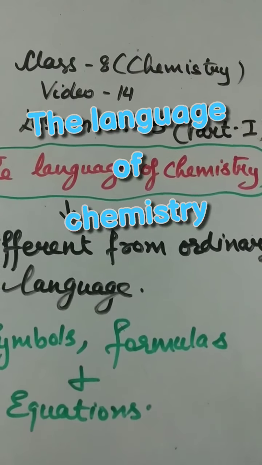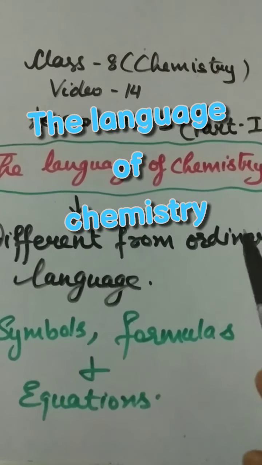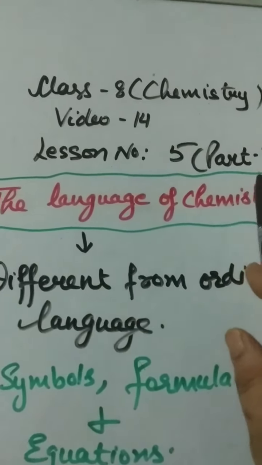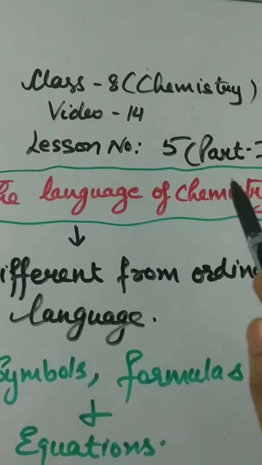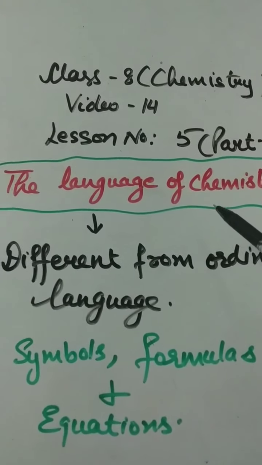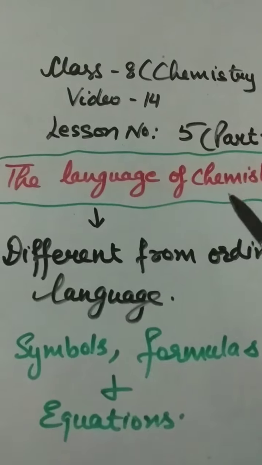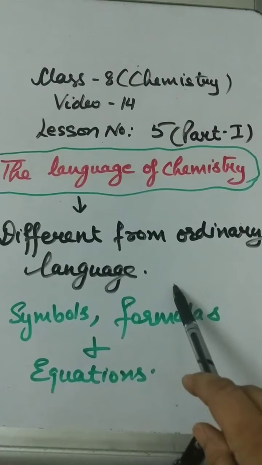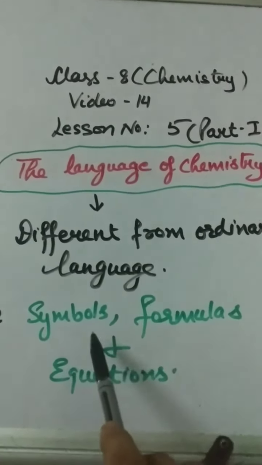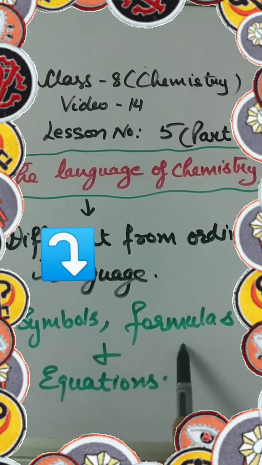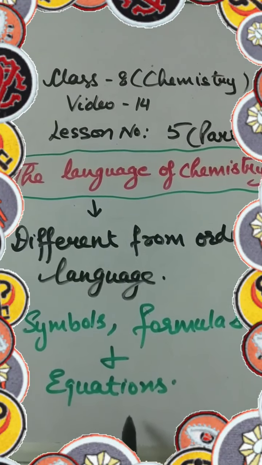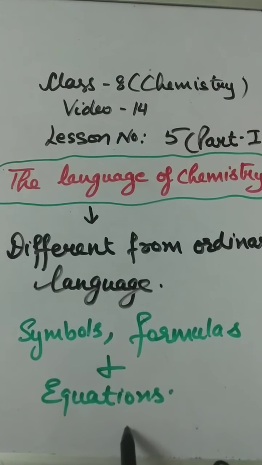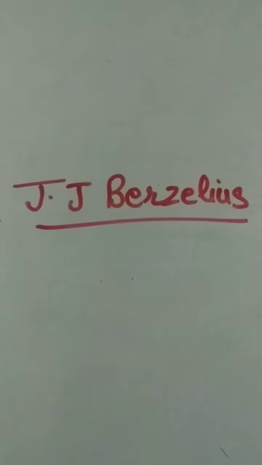Today we will start with lesson number 5, the language of chemistry. It is lesson number 5, part 1, video 14 of class 8th chemistry. The language of chemistry is totally different from ordinary language. In chemistry, we use symbols, formulas, and equations to represent substances and the changes they undergo.